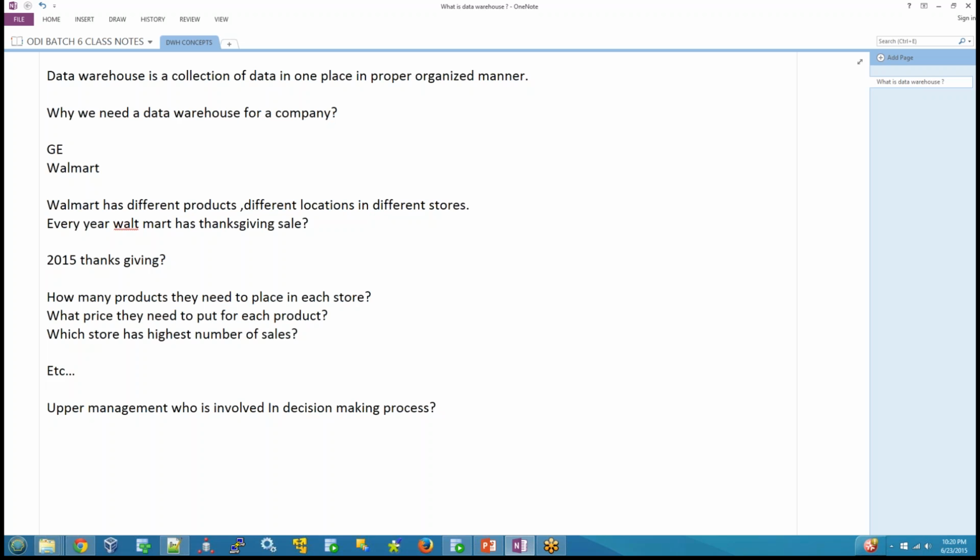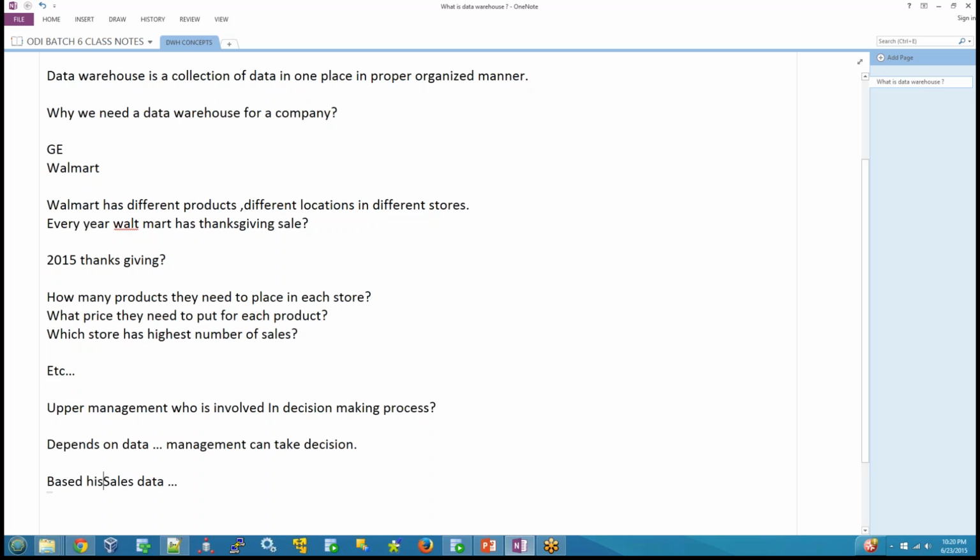It depends upon the data. Yes, it depends on the data. Depending on the data, management can take a decision. Okay, so what data does it depend on? Not metadata. Sales data, right? The sales data.